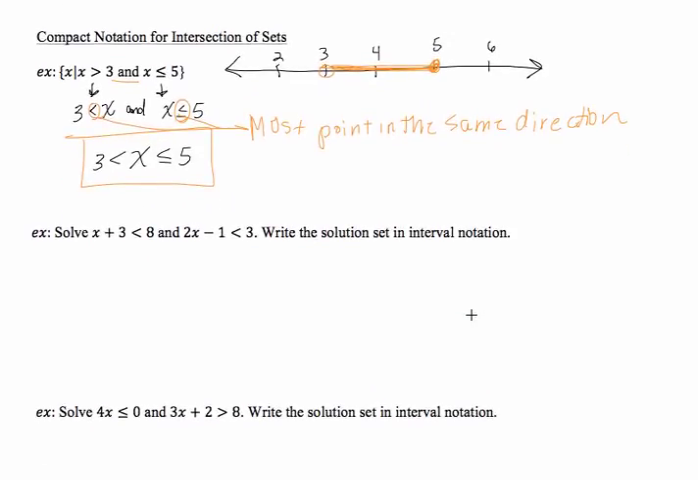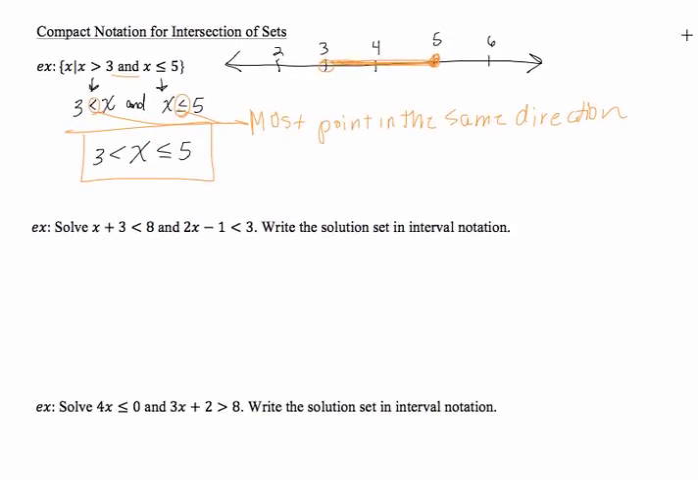Let's look at another example here. Let's solve for x, the set of all x such that x plus 3 is less than 8 and 2x minus 1 is less than 3. So as before, we first solve each inequality for x. Subtracting 3 from both sides on this one gives us x is less than 5. This one we'll first add 1 to both sides to get 2x is less than 4. Dividing both sides by 2 gives us x is less than 2. So x must be less than 5 and x must be less than 2.